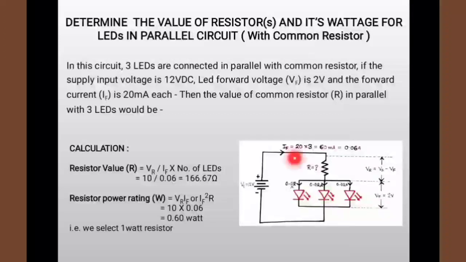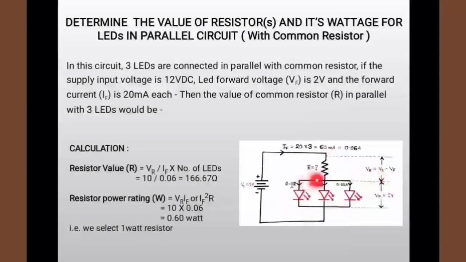So total output current is shared through each parallel string. Therefore, total forward current of 3 LEDs is 0.06 ampere. Voltage across common resistor R, VR, is 12 minus 2, that is 10 volt.